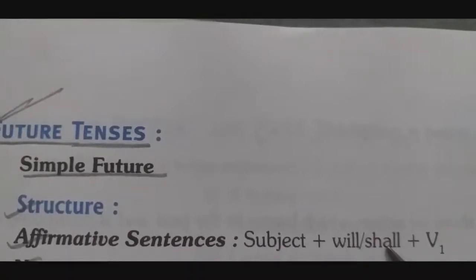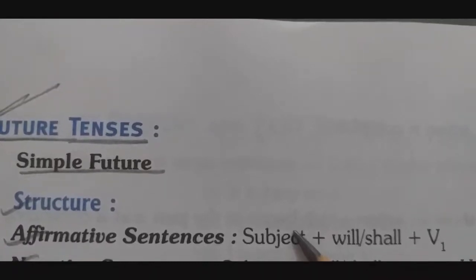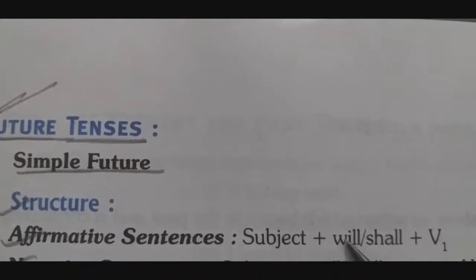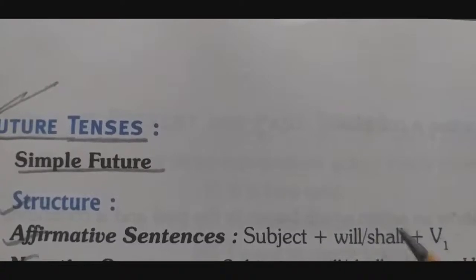So now, what is the structure? Let us see the structure. The structure is subject plus will or shall plus first form of verb. For example, I will go to Delhi. Or they will play football. Clear? So this is the structure: subject plus will or shall plus first form of verb. Clear everyone?